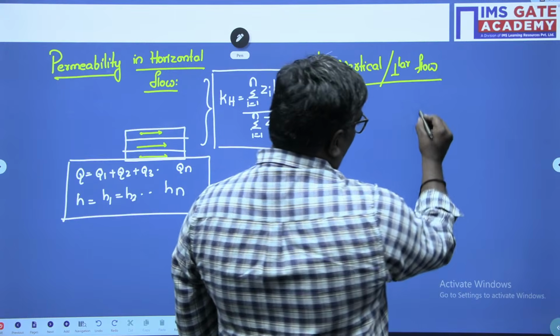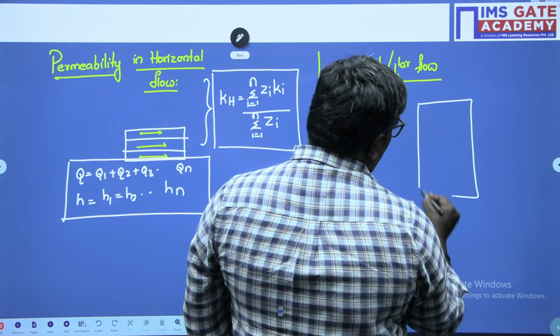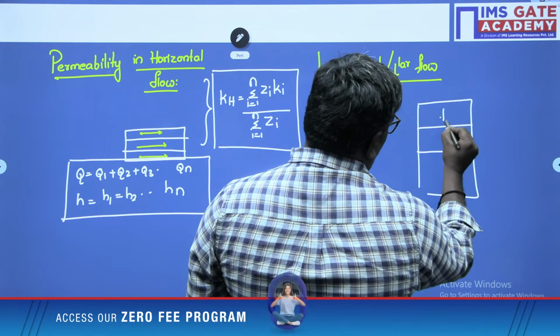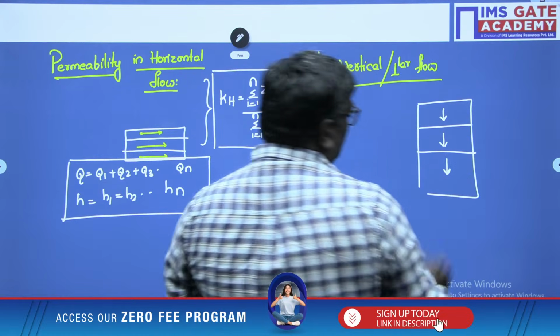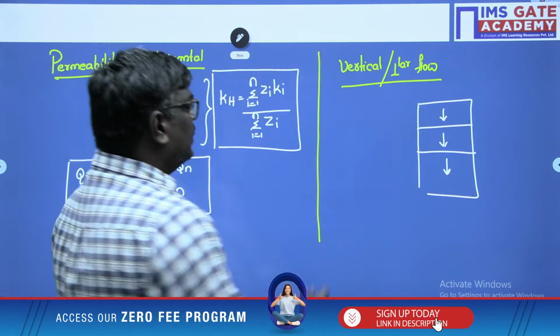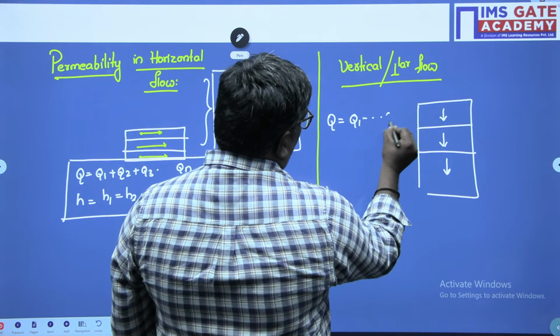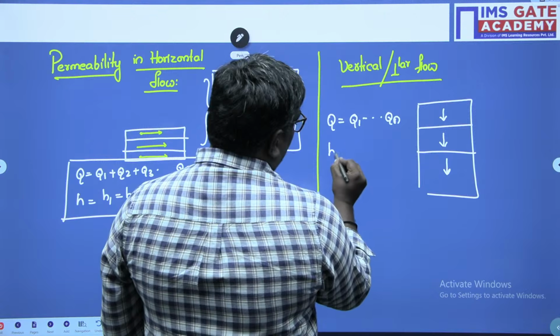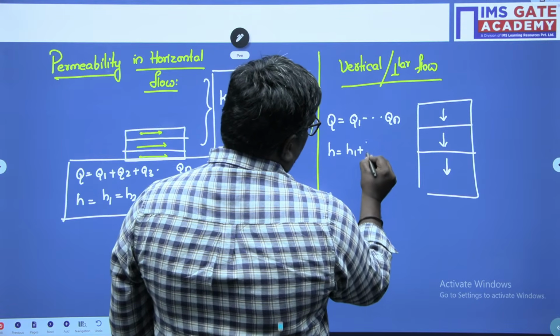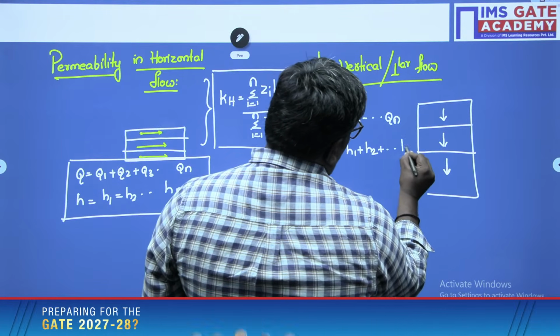That means I am not drawing the complete diagram here. The water will be entering in this way, perpendicular, right? So here what happens, my dear students? Here discharge will be constant. In the permanent flow, discharge will be constant. Head loss will be summation.